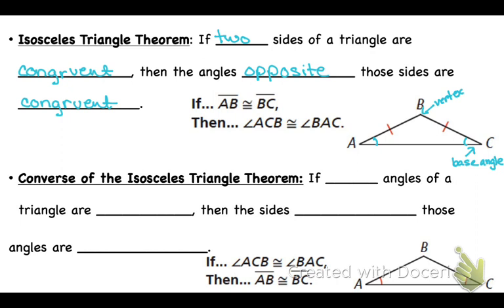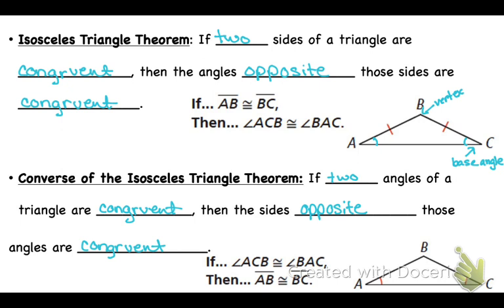Okay. So now the converse, remember converse means we just flip it, right? We switch it. So the converse says if two angles of a triangle are congruent, then the sides opposite those angles are congruent. So if I'm told the sides are congruent, the angles are congruent. If I'm told the angles are congruent, then what's congruent? The sides. It just undoes itself.